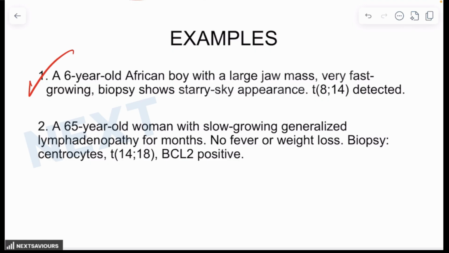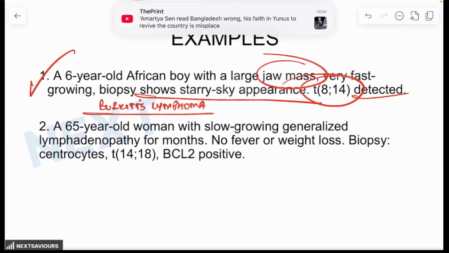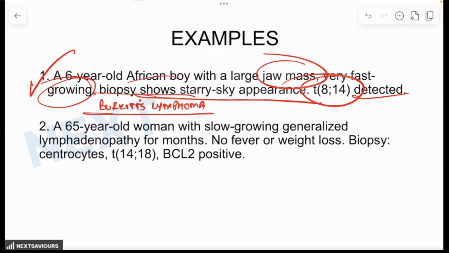Like, a 6-year-old African boy with a large jaw mass, very fast growing. Biopsy shows starry sky appearance and T8;14 cytogenetic translocation is detected. Then obviously the answer for this question is Burkitt's lymphoma. You need not have a second thought related to this. Jaw mass, very fast growing, biopsy shows starry sky appearance. What else is required for you to mark the correct answer?